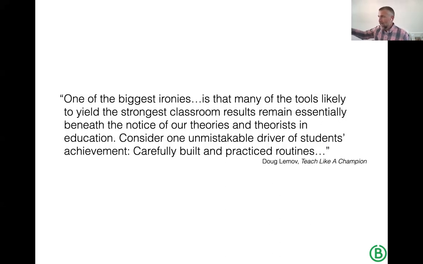If class to class to class functions differently, and then you complicate that with a hybrid schedule or distance learning at home. And what we found in the last couple years, certainly during the pandemic, is that the same learning routines that promote learning in the classroom can be implemented, or even should be implemented, at home for students in a hybrid schedule or in distance learning. So again, back to this last sentence: one unmistakable driver of students' achievement, carefully built and practiced routines.